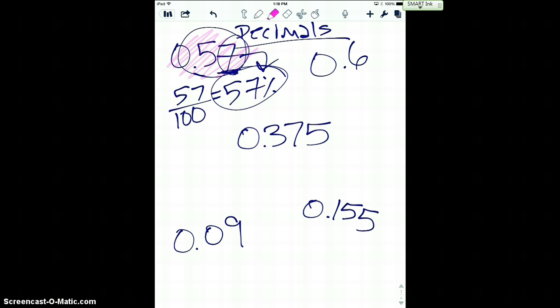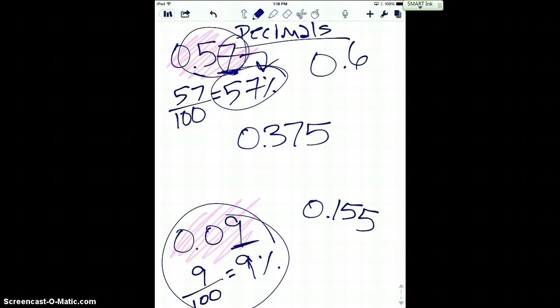Another one up here that's already ready to go. 0.09. 9 is in the hundredth spot. This would be read 9 hundredths, meaning that this is equivalent to 9%. Now these other three are a little different, because if we look at 0.6, you might say, okay, well that's 6/10. We need the hundredth spot. Well, what is sitting here if nothing's there? A 0 that we just don't write, we just leave it out. So 0.6 is actually worth 60 hundredths, which is the same thing as 60%.